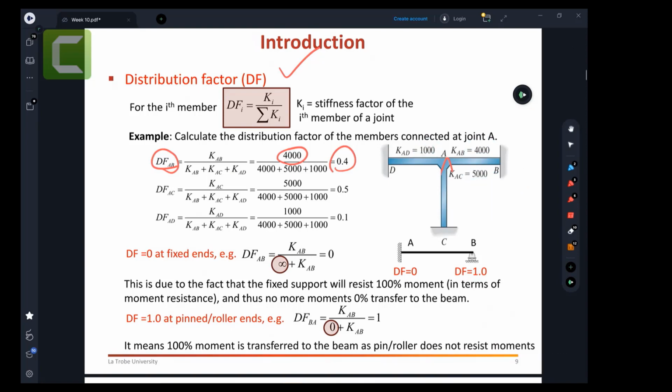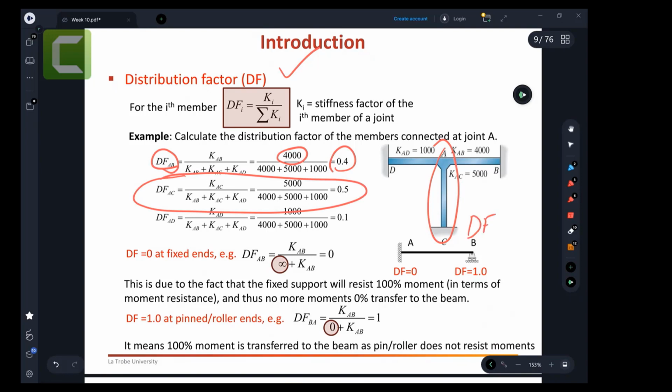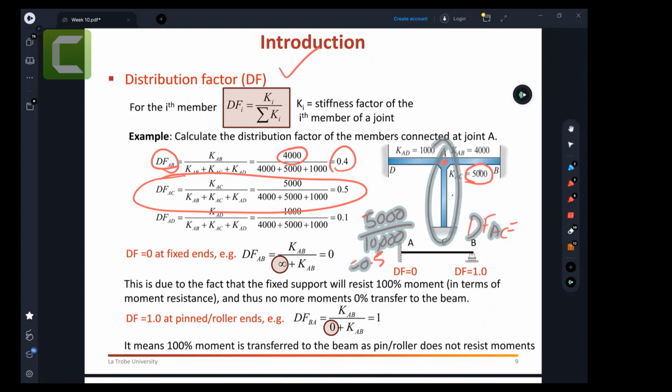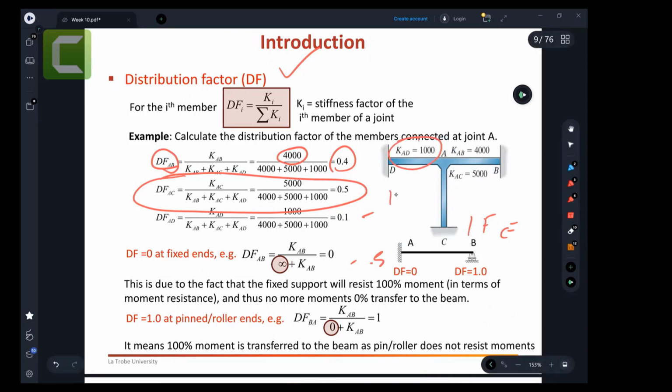Similarly, what is the distribution factor of AC? The distribution factor of AC is 0.5. How is it calculated? The stiffness of the particular member you want to find, 5000, over the total stiffness at the joint where your member is connected, which is point A, and the total stiffness is 10,000. We already know that, so it is 0.5. If someone asks you the distribution factor for member AD, you would say the stiffness of that particular member divided by the total stiffness. The total stiffness at joint A is 10,000, so it becomes 0.1. I hope it is making sense.